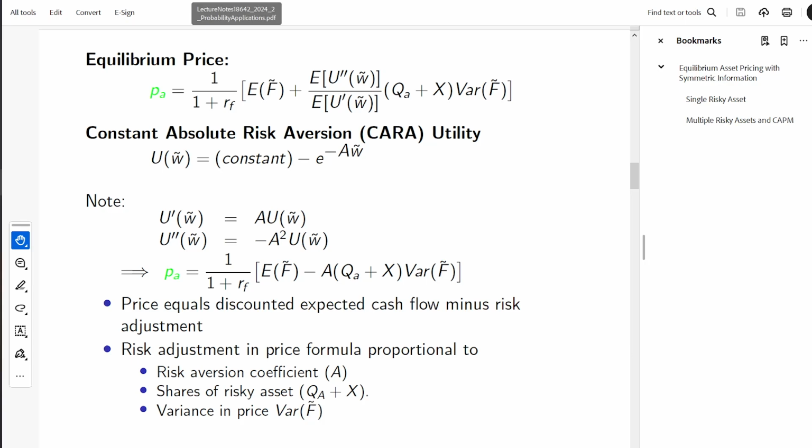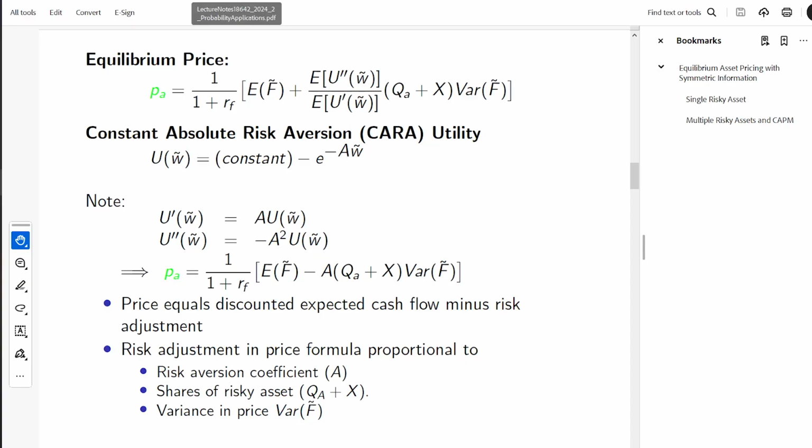So we have our price of the asset should equal the discounted expected cash flow minus a risk adjustment. And the risk adjustment in the price, that's like the fair price for the asset, varies depending upon the risk aversion coefficient of the agent, the magnitude of the shares of the risky asset that are obtained, and the variance of the price outcome. So the fair price for the market agent basically is balancing all of these factors.